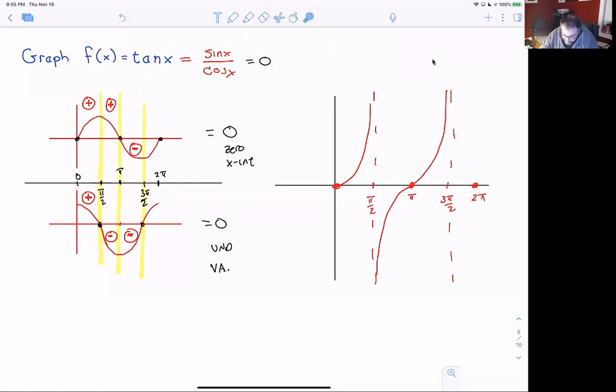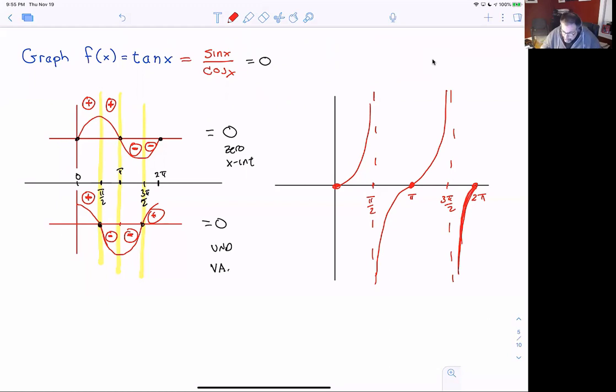And the last region, we're going to be between 3 pi over 2 and 2 pi. The sine is negative, but the cosine is positive. So we're going to get a negative result when we divide them. That means my tangent graph is going to have to look like this. Okay, so that's my graph of tangent.